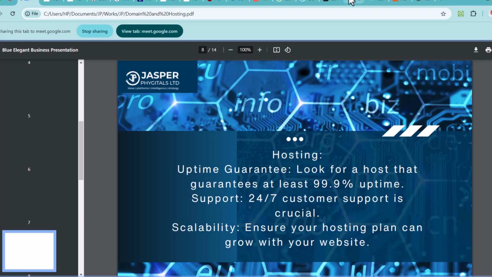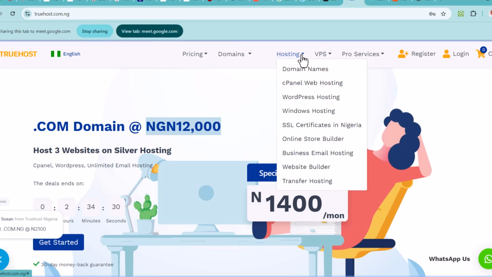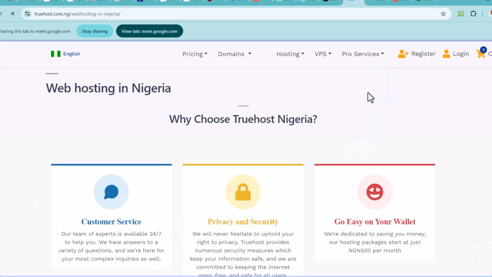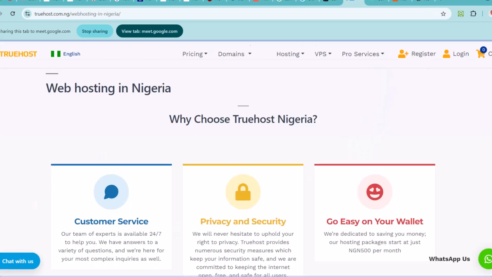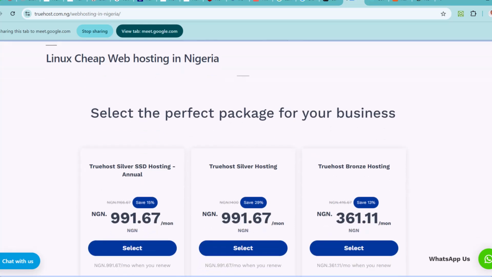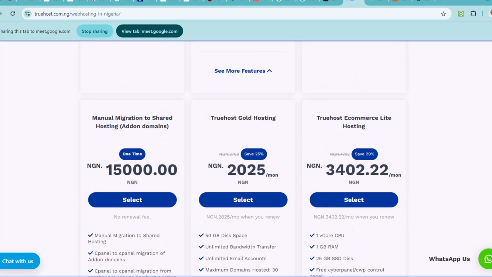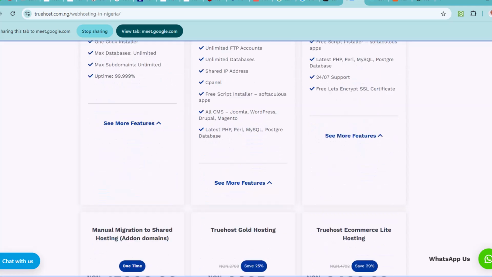Let me show you what that means. Now look at this. This is hosting, right? Let me pick cPanel hosting. Now, these guys are telling you to go easy on your pocket. They have created different packages. Now look at the features here. We have silver, bronze, gold. Let's start with bronze. Look at what we have on bronze.